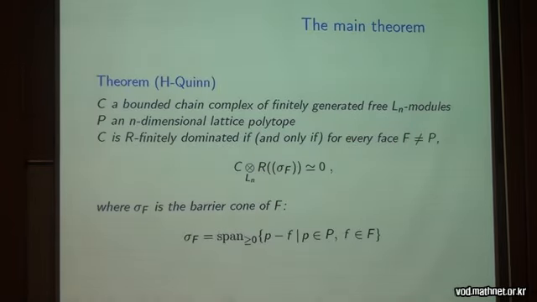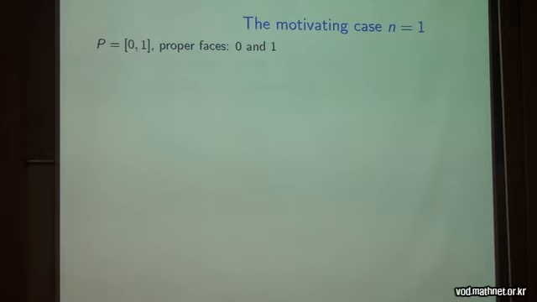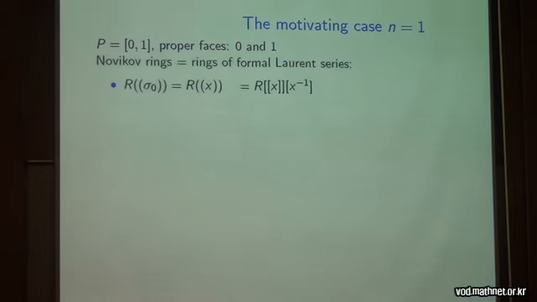Right, so here's the theorem in its full beauty. Now, the next slide should show the motivating case n equals 1. For n equals 1, there's only one theorem because you don't have that many polytopes in dimension 1. So you can just as well restrict to the unit interval. The Novikov rings here are just what I said before: formal Laurent power series rings with finitely many negative exponents of either x or x inverse, depending on which end of the polytope you're looking at.